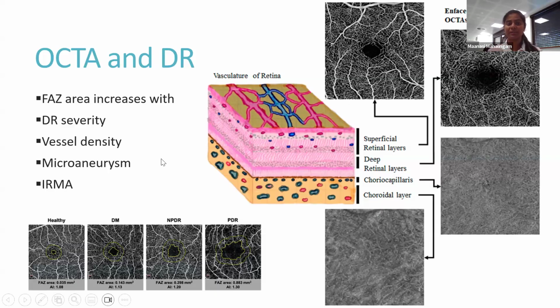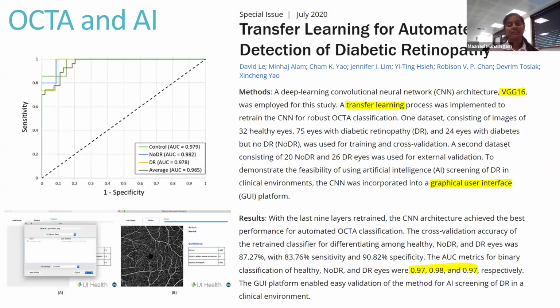The vessel density is also reduced with the severity of the diabetic retinopathy. And we also can see the microaneurysms and IRMA in the OCT angiography. The same way, transfer learning was applied to the OCT angiography. As I said, again, the transfer learning by Lee et al. So we can see the sensitivity, specificity and accuracy values.